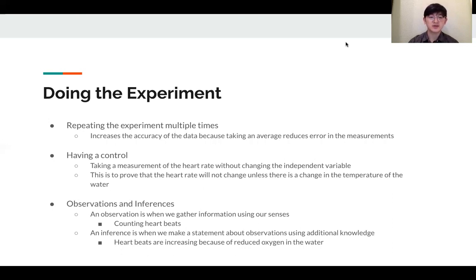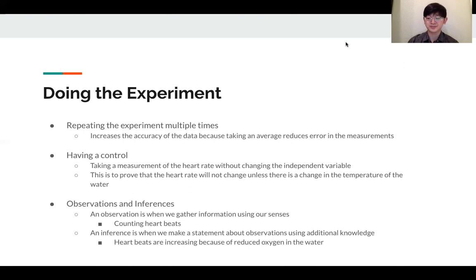The last point I want to make is the difference between observations and inferences. An observation is when we gather information using our senses. This is when we're doing something like counting heartbeats; we're using our senses to visibly count the heartbeats. An inference, on the other hand, is when we make a statement about observations using additional knowledge. For instance, we know that heartbeats are increasing because of reduced oxygen in the water. Now, I said we know, but really we don't know for sure because we can't see the reduced oxygen in the water. And so this is an inference that we're making, or almost a guess or a conclusion, based off of the little contextual cues that we gather across the experiment and outside of it as well.